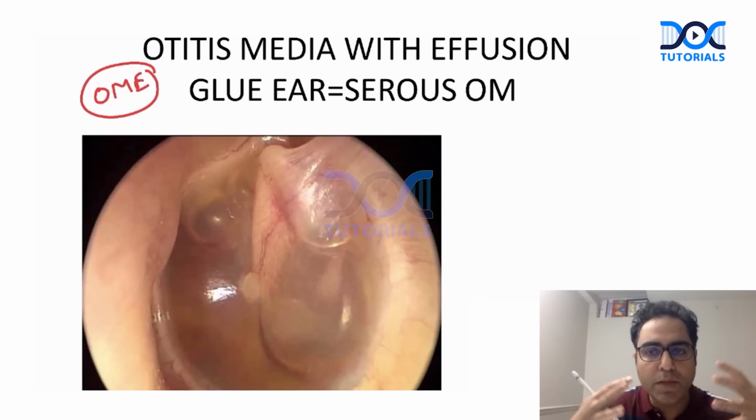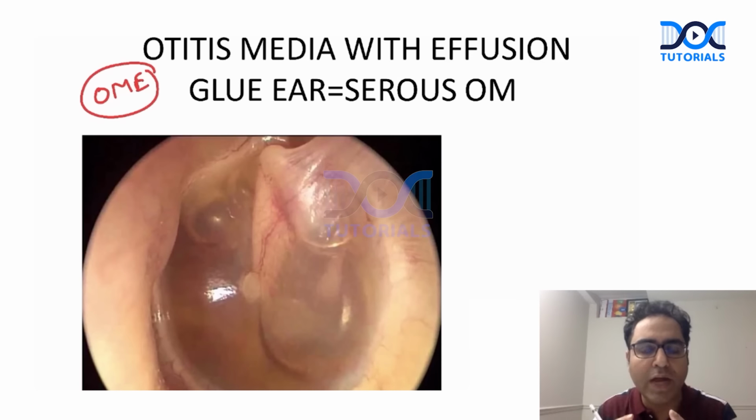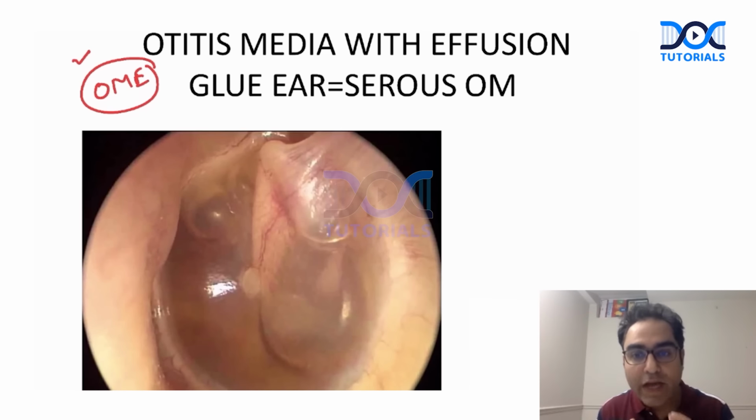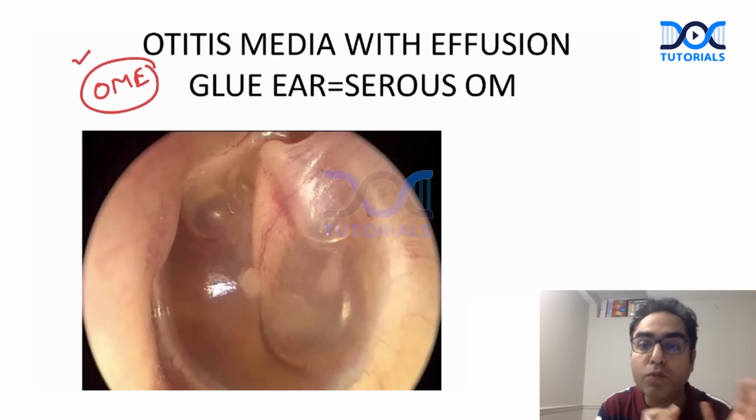A multiple choice question. Please keep in mind, a mouth breathing child with hearing loss is the direct clue for adenoid hypertrophy. So guys, please keep in mind this story of a mouth breathing child with hearing loss. It is always asked in the paper in the story format.